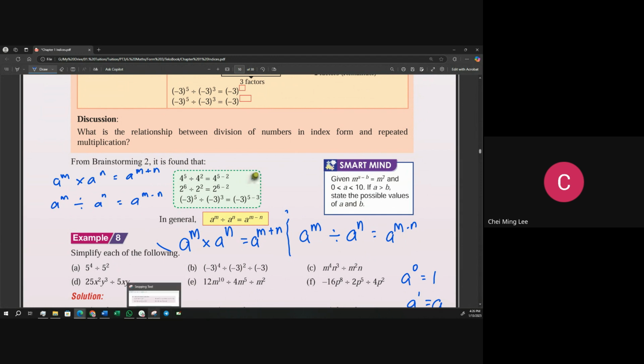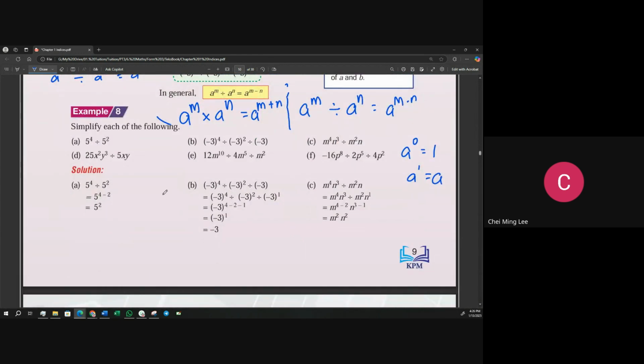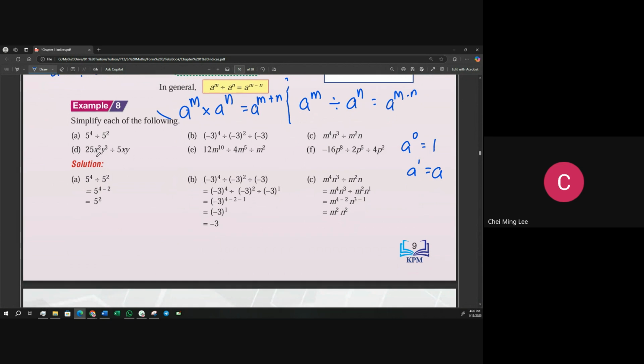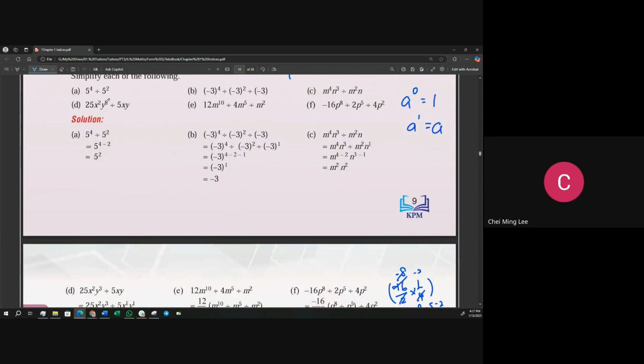Okay, so now let's see the simplification for this. So 5 to the power of 4, this one is 4 minus 2, which is 2. And 3 minus 1, so it's 2. First we try m: m is 4 minus 2, so it becomes 2. N is 3 minus 1, becomes 2, so m to the power of 2 and n to the power of 2. Okay, for this one, 25 divided by 5 is 5.